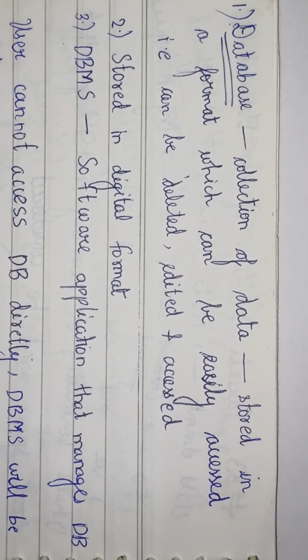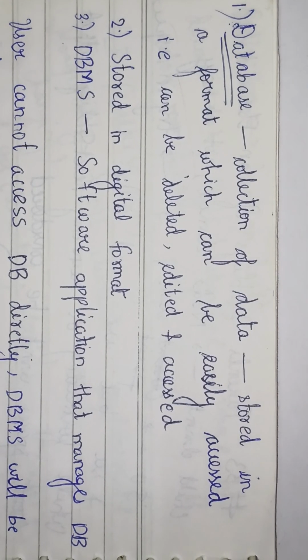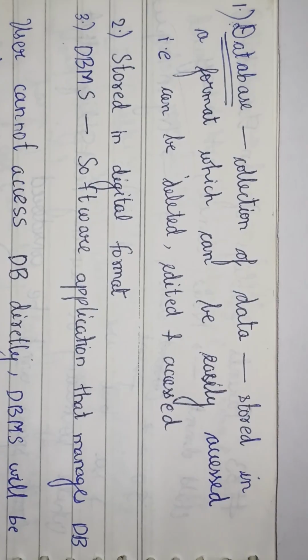So, first of all, what is database? Database is a collection of interrelated data. That is, collection of data that is stored in a format which can easily be accessed. That is, you can delete the data, edit the data, access the data, and we can perform any actions on that data. So, simply saying, database is collection of interrelated data and that will be stored in digital format.